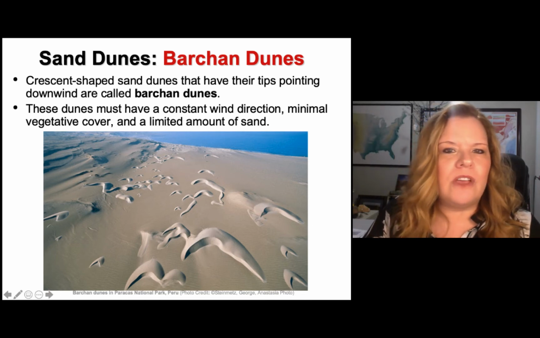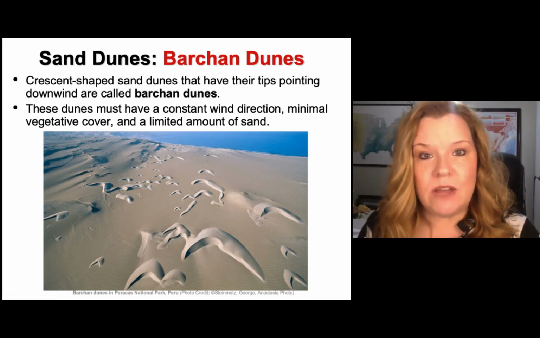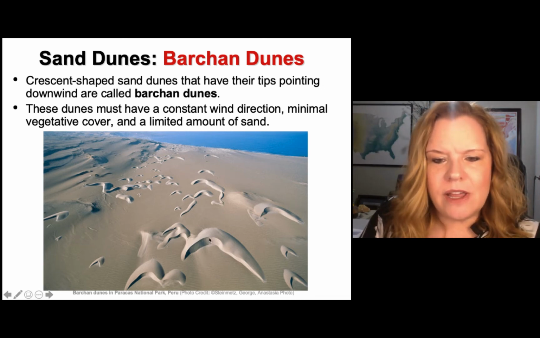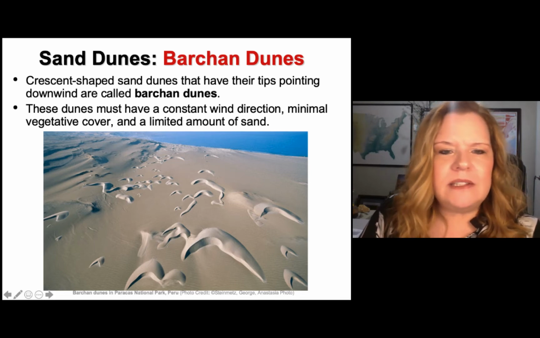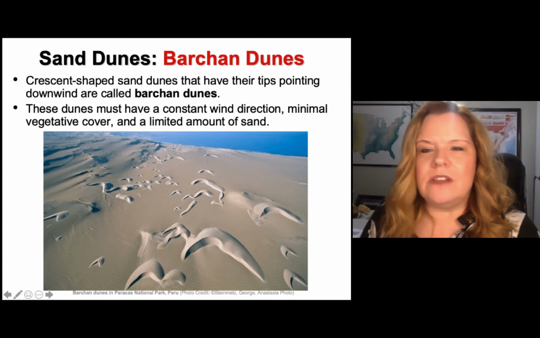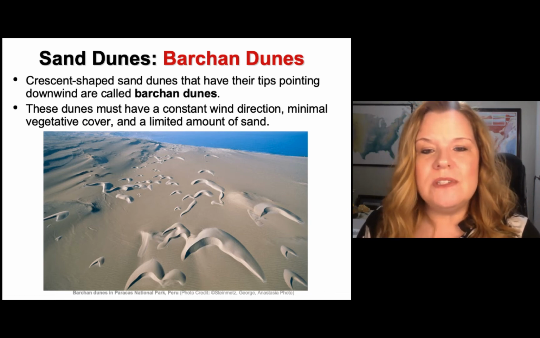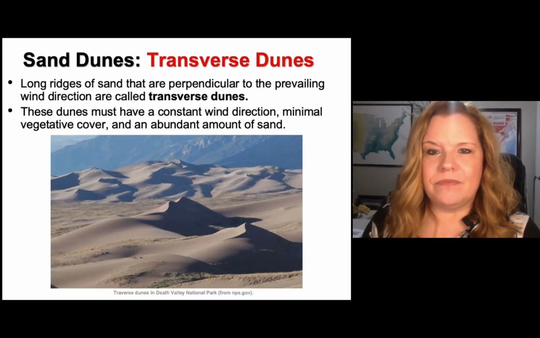And that matters because when we get to a different type of dune called parabolic, it's the opposite direction. And the wind is very clearly coming at this area. So it's opposite. You'll see that. Anyway, these types of dunes have a constant wind direction. They have minimal sand comparative to most of the other types of dunes, and they have very limited vegetation cover.